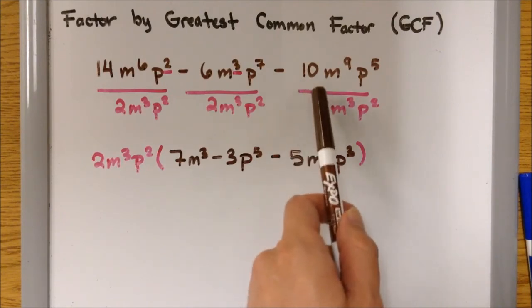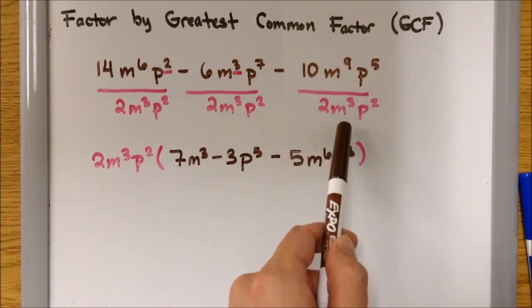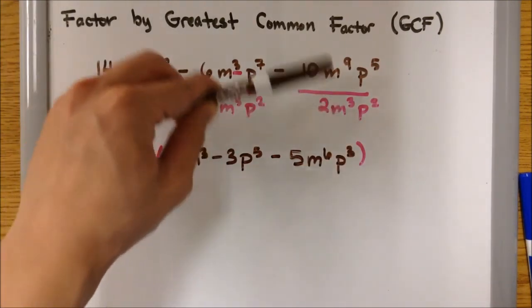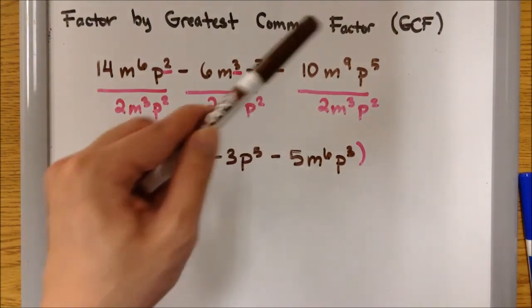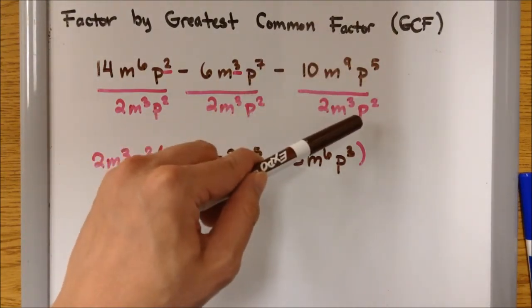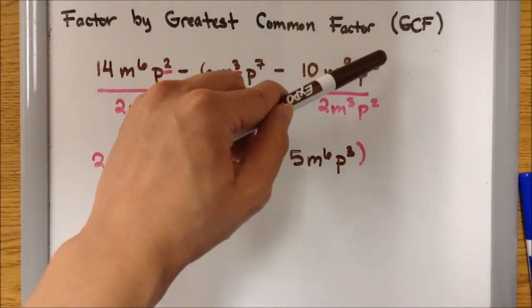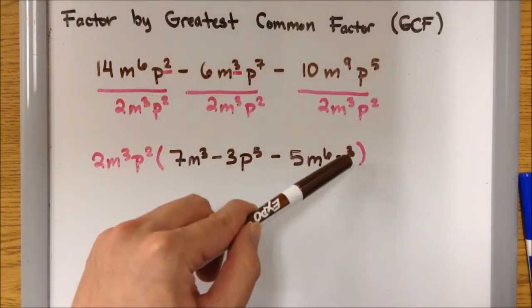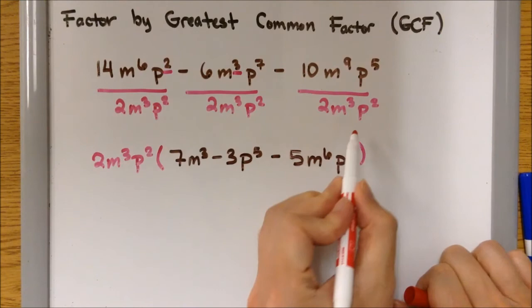Next, negative 10 divided by 2 is negative 5. m to the 9th divided by m to the third. When it's dividing, basically 9 minus 3, 6 for the m. p to the 5th divided by p squared. When it's dividing, so basically exponents, 5 minus 2, which became p to the third. So this long answer is our final answer.